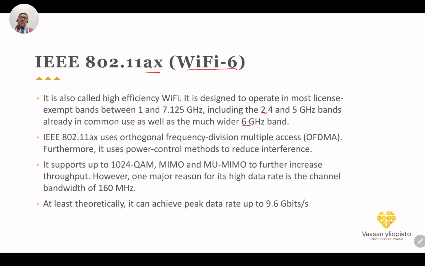802.11ax, they use some of the technologies applied in the fourth and fifth generation, like OFDMA, using power control methods to reduce interference, and also they can support up to 1024 QAM, which means that 10 bits per symbol, and using MIMO, multi-user MIMO, and they use channel width up to 160 megahertz, and theoretically the data rate can be support up to 9.6 gigabits per second.